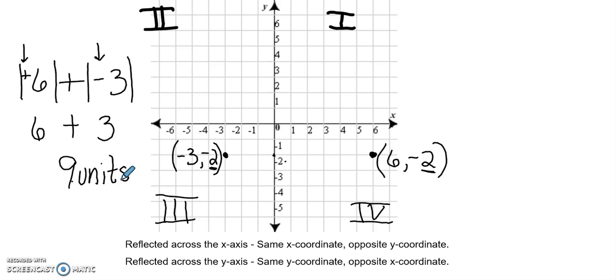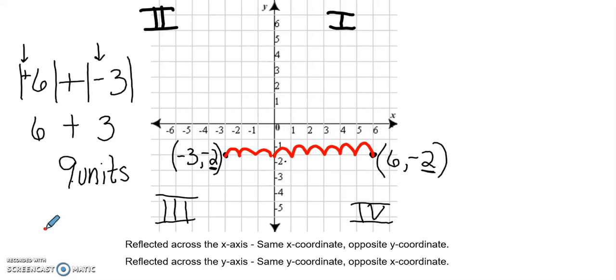Let's check it. The reason why we add them is because if I'm going to start at this point and get to the y-axis, I would use the leapfrog method if I had graphed them: 1, 2, 3, 4, 5, 6 units from the y-axis. And this point is 1, 2, 3 units from the y-axis. Distance is always positive. It doesn't matter what direction. And the total of 9 units altogether, 6 plus 3. That's how many units away from each other those 2 points are. They're 9 units away.